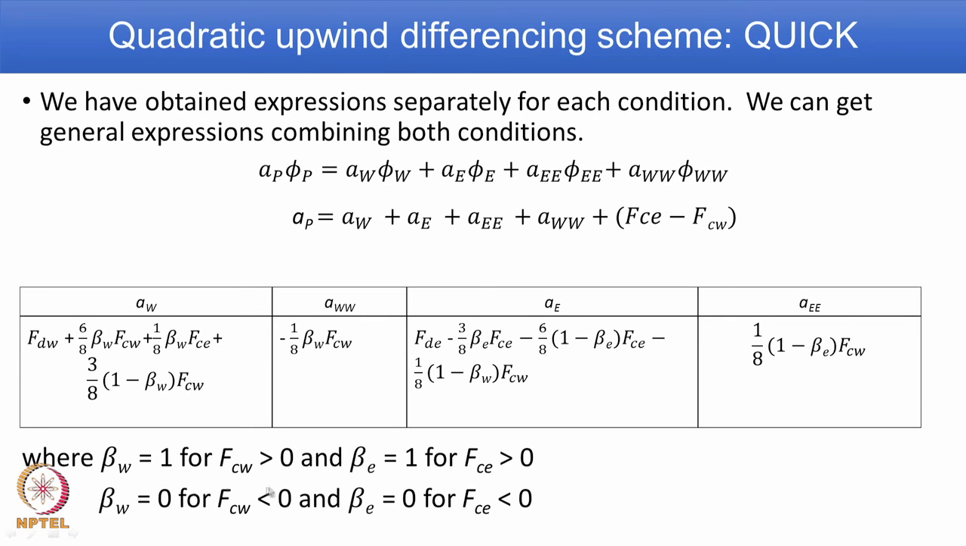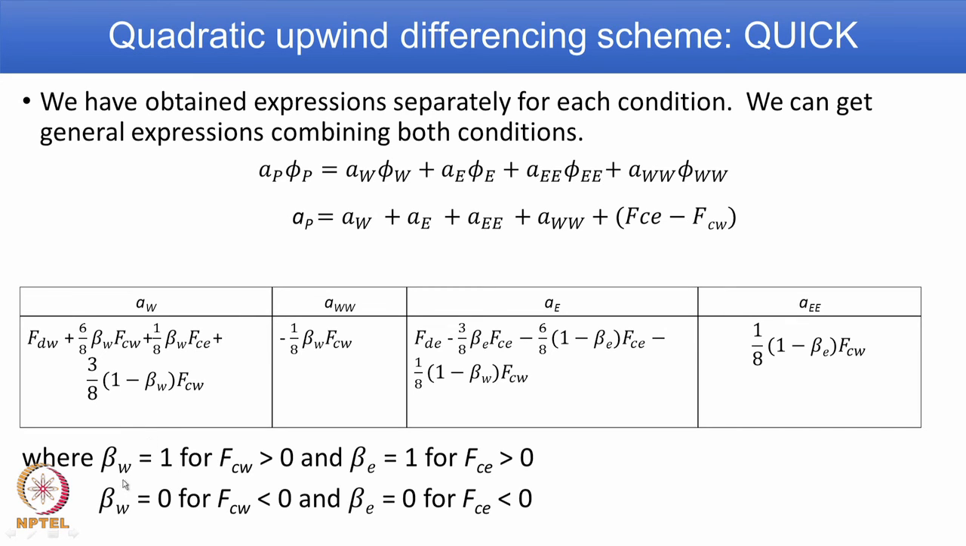So, depending on the beta condition, in your actual code you find out the direction of the velocity, evaluate FCW. If FCW is greater than 0, you switch to one condition. If FCW is less than 0, you switch to another condition. That is how it is done in code, and correspondingly it is written for coefficients.